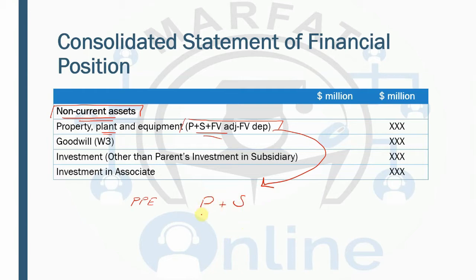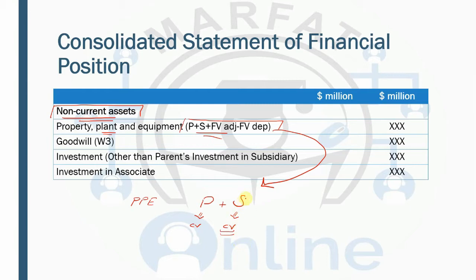Now the fair value adjustment means you have taken this parent property, plant and equipment from the parent's individual financial statement, which shows the carrying value. Similarly, you are taking the property, plant, and equipment of the subsidiary from the subsidiary's individual financial statement, again, which shows the carrying value. But when they are selling you the company, they are selling you the assets. Their assets may be worth different than what is shown in the carrying value. That means you have to do some fair value adjustment because the subsidiary's property, plant and equipment may be different from what is shown in the individual financial statements.